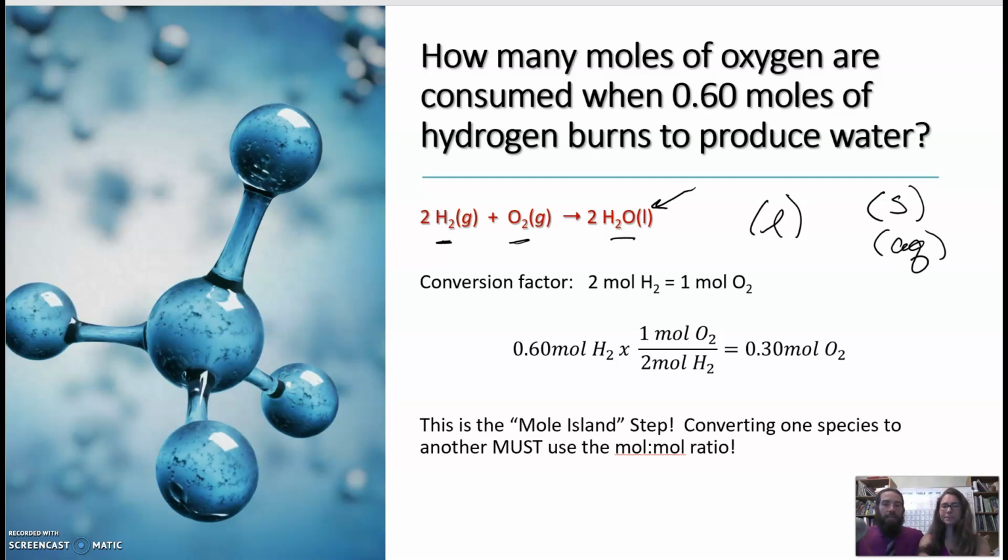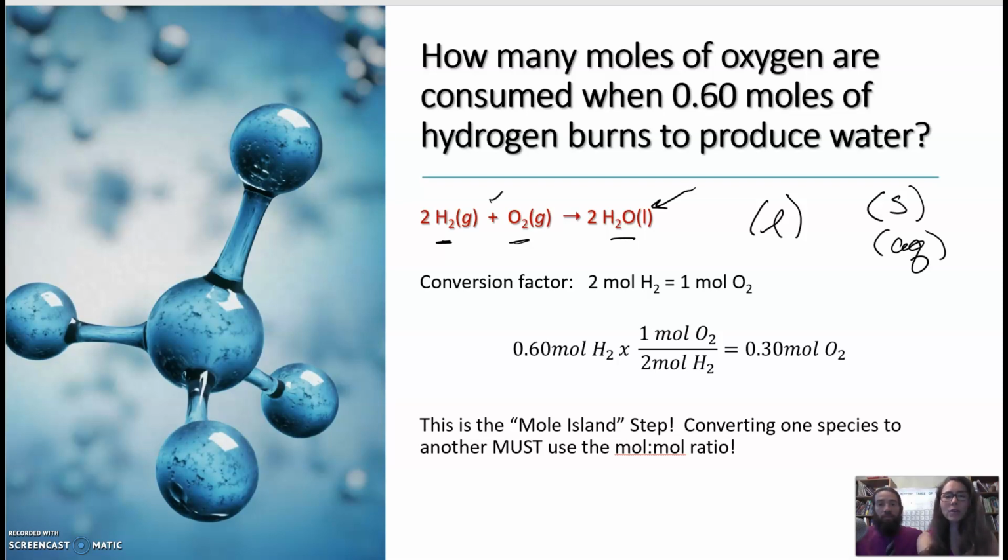So what we have with this question, we have to write the equation. Balance it. And the states were included here. We wouldn't expect you to be able to predict the states, not yet. And we have 0.60 moles of hydrogen. We're going to start with that, and we're going to use the balanced equation. That gives us our mole-mole relationship. So we have 1 mole of O2 for every 2 moles of hydrogen, and that's our factor.